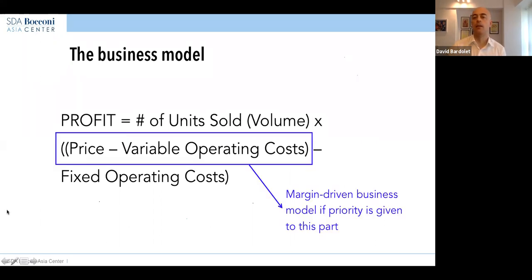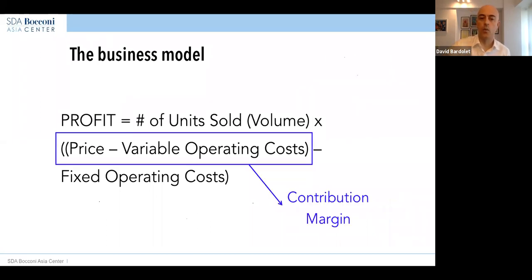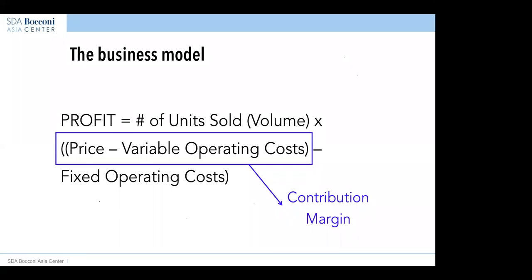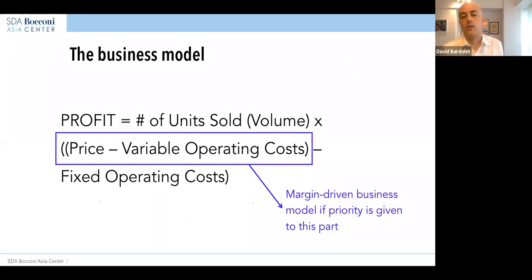Conversely, if what I'm trying to maximize is this part of the equation, the price minus variable operating cost, which incidentally we call contribution margin. And there are many names for this. Someone said gross margin. Yes, you're right, gross margin. But a typical, very standard name for this is the contribution margin. So if I'm trying to maximize this at the expense of anything else, then I have a margin-driven business.